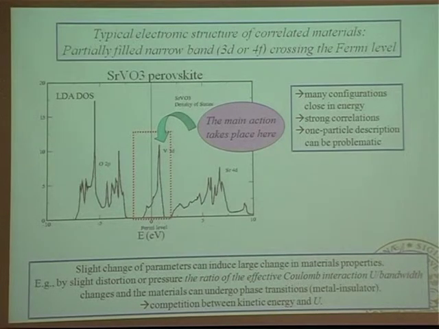And this typical electronic structure is like this. So you have a narrow band crossing the Fermi level. In this case, this will be the t2g of the 3d coming from the vanadium atom. And then you have the oxygen p here and the strontium 4d. So we would like to usually then know the Hubbard U for the electrons residing in this narrow band.